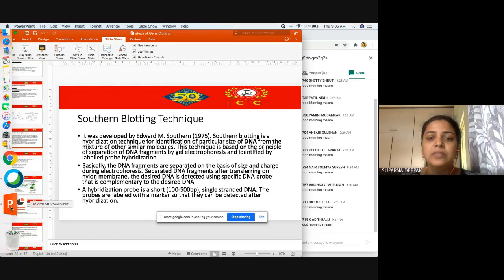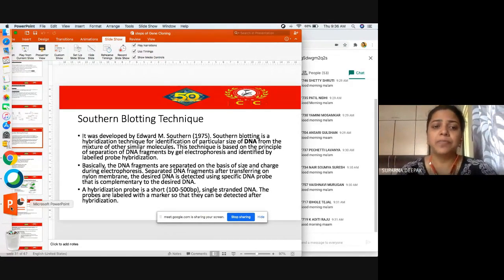Okay, so this technique is based on the principle of separation of DNA fragments by your gel electrophoresis first, and then once it has been separated by electrophoresis, these fragments are going to be transferred onto a nitrocellulose membrane, and then identification of these fragments, which is a gene of interest, we have to understand, right? So the identification would be using your labeled probes. Okay, so that labeling can be done by radioactivity. Earlier it was through radioactivity only, but nowadays we use fluorescence technique, as radioactivity is not very safe for the users.